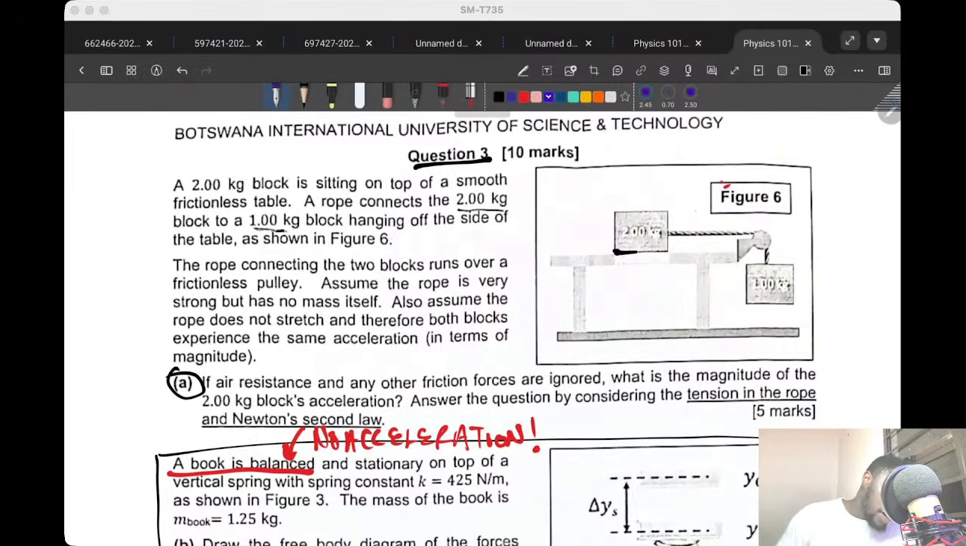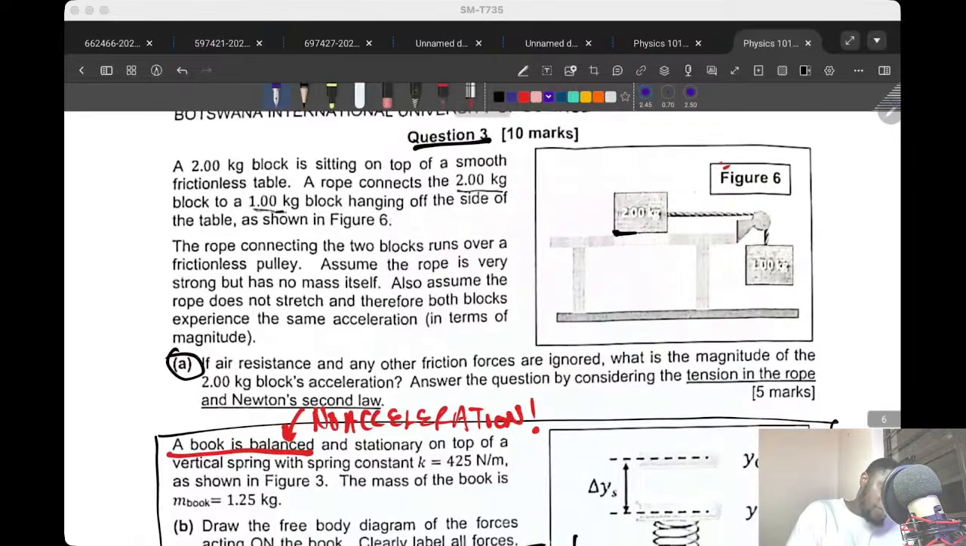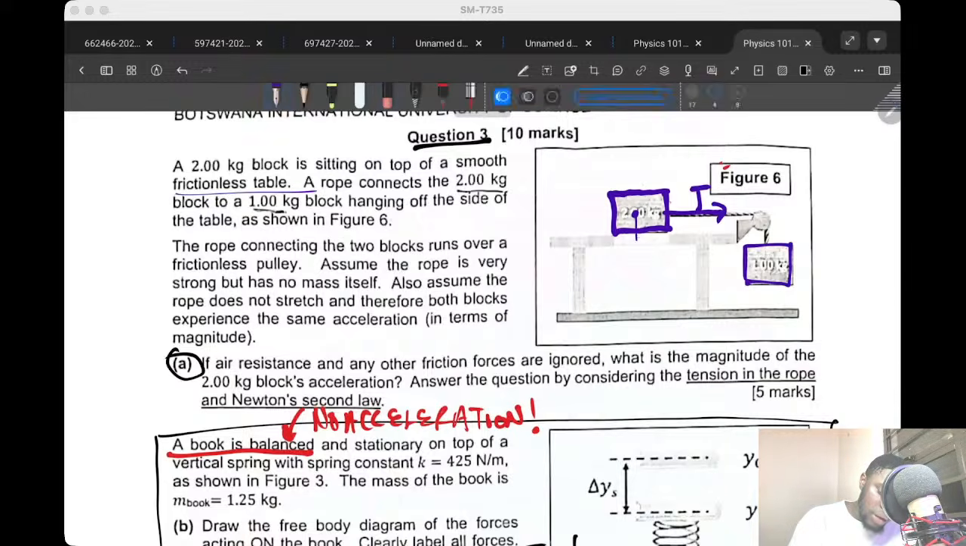Here they're saying, blah, blah, blah. I'm not going to read. Frictionless table. If it's frictionless table, that means for horizontal forces, because horizontal forces, we could have had friction and the tension in the rope. But because we don't have friction, that means the only horizontal force that this thing is experiencing is going to be tension T, which is going to be like this. And in here, of course, there's going to be, we can put it going down like this as the weight, okay, which is negative of 2.00 kgs times 9.8.